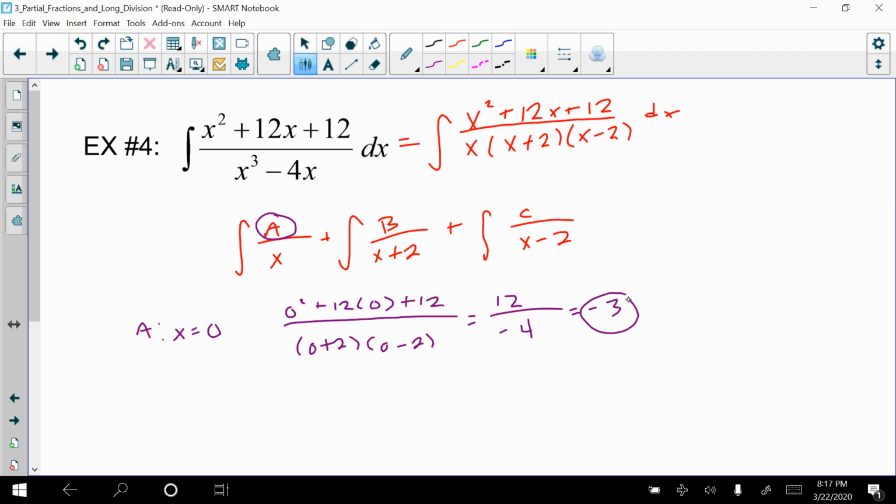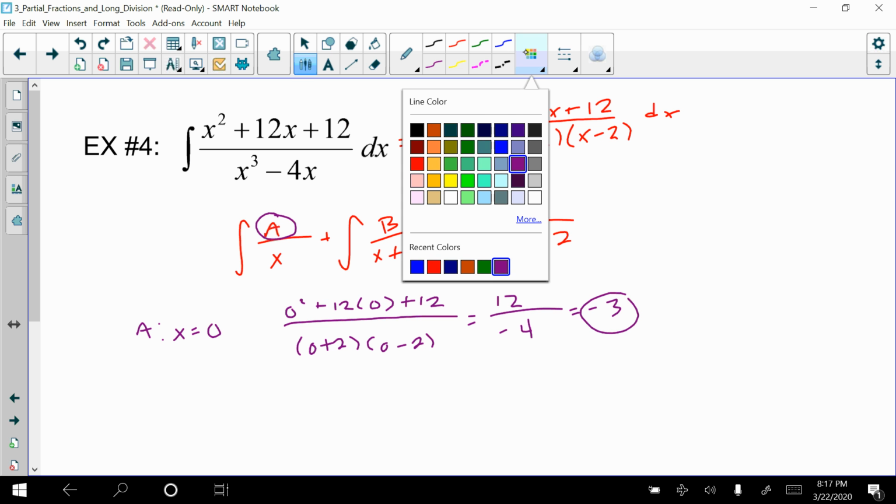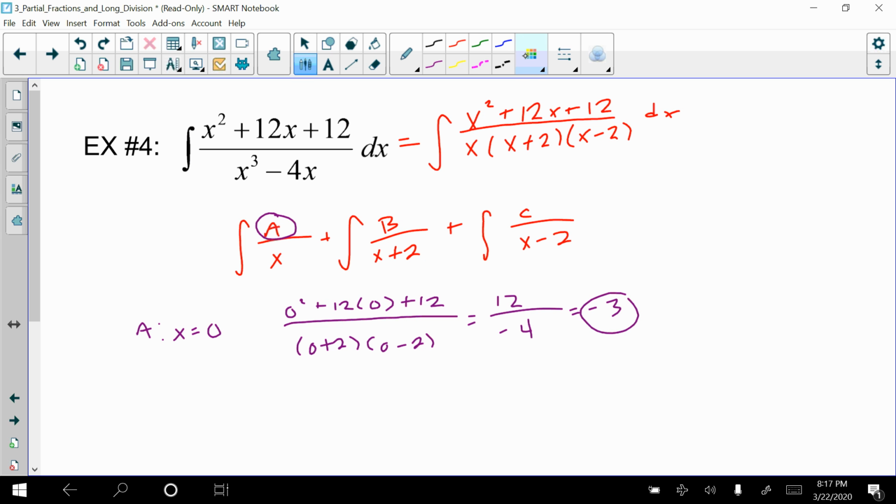So let's do B and see how we pick up on this one. All right. So for B, if I set B's denominator equal to 0, that's going to give me x is equal to a negative 2. So I'm going to substitute the negative 2 into the numerator. Negative 2 squared plus 12 times negative 2 plus 12. And it's going to be over the denominators that we didn't use.